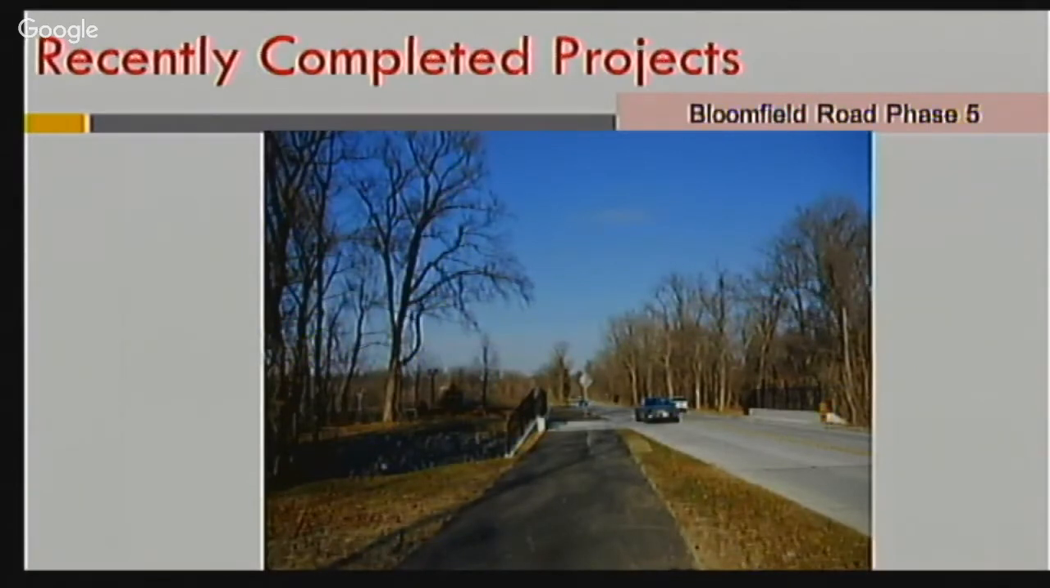Our Bloomfield Phase 5 that we completed this year. This was about a $3.4 million project. It was from Benton Hill to White Oak. We took what was a 20-foot road and expanded it to 28 feet. We also added an 8-foot recreation trail, and we had to replace 2 bridges.